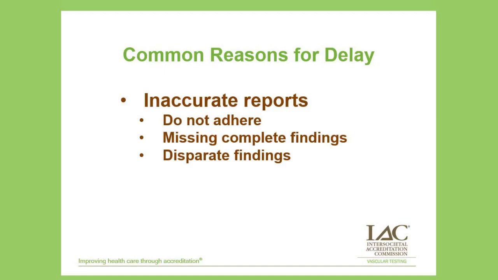Another problem is missing complete findings. If a patient has a bilateral DVT, make sure it's reported bilaterally. If they have a cyst, make sure that's documented on the final report. Another problem is disparate findings. We have a lot of laterality issues where the findings may document right leg DVT and the summary will document left DVT. We also see a lot of typographical errors with velocities or ABI and such. So just make sure you look over your reports with a fine-tooth comb before you submit them to us.